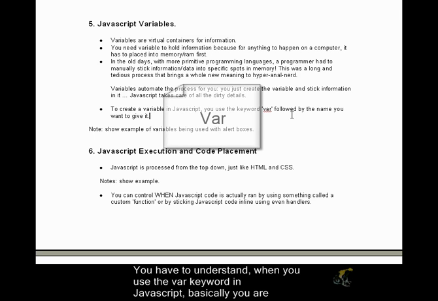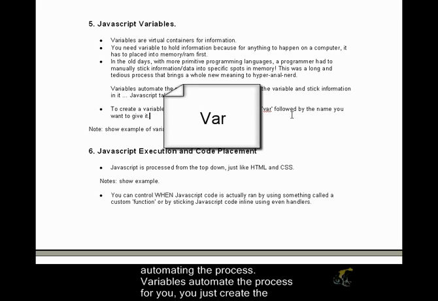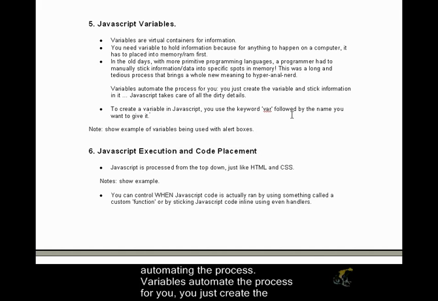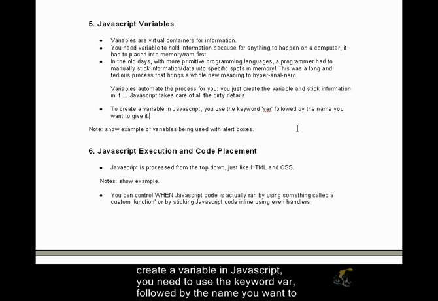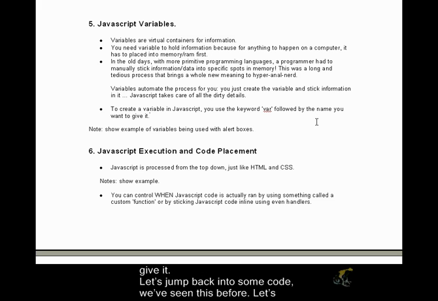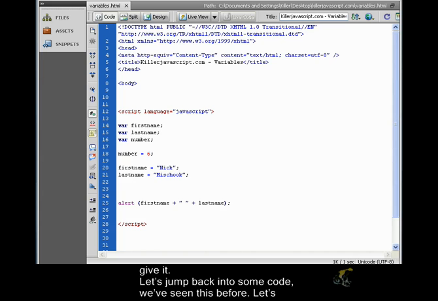So when you use the var keyword in JavaScript, basically you're automating the process. Variables automate the process for you. You just create the variable and stick information in it. JavaScript takes care of all the dirty details. And of course, to create a variable in JavaScript, you need to use the keyword var followed by the name you want to give it. So let's jump back into some code.